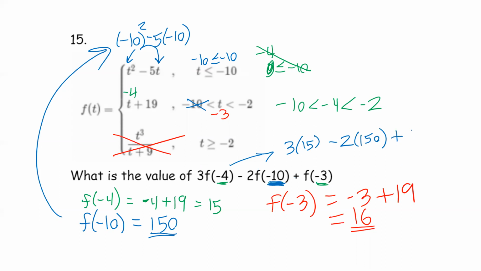So plus 16. If you do all that in your calculator, you'll get a number that I can't come up with off the top of my head. So I'm going to calculate that real quick. You can type it in exactly as you see it. And that ends up giving me negative 239. So your answer for that problem is negative 239.